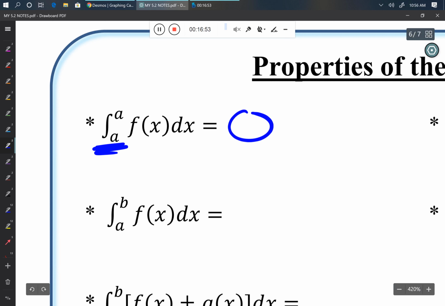We'll take a look at this. What does this tell me? You're starting at a and you're stopping at the exact same number. To have area, we need both width and height. And if we have no width, we have no area.